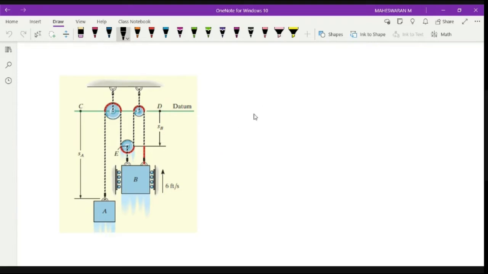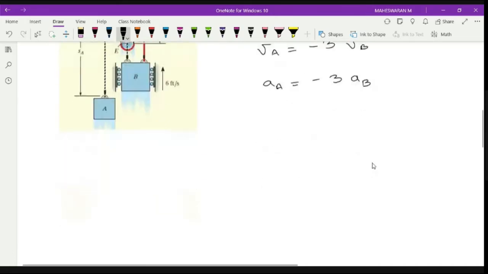The length of the thread L is equal to 1 SA, plus 3 SB, plus constants. Constants indicate whatever is in red color. If you differentiate this, what will we get? I will get VA is equal to minus 3 VB. And of course, if we differentiate again, I'll get AA is equal to minus 3 AB. Then we proceed with another one.